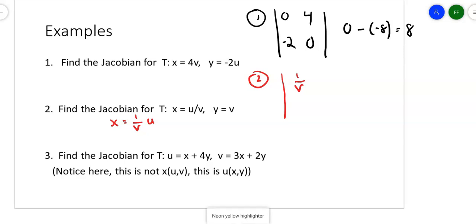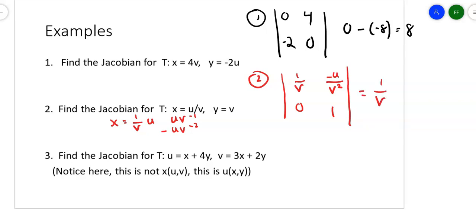All right, we did the partial x with respect to u. How about the partial x with respect to v? Now let's write this as uv to the negative first. So when I derive it with respect to v, I'll get negative uv to the negative second, so negative u over v squared. All right, the second row should be easier. Derivative of y with respect to u is just 0. There's no u in there at all. And there's 1 for the derivative of y with respect to v. All right, cross multiply: 1 over v times 1 is 1 over v, minus 0. So it's just 1 over v.